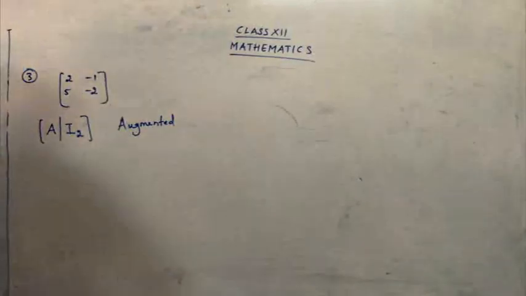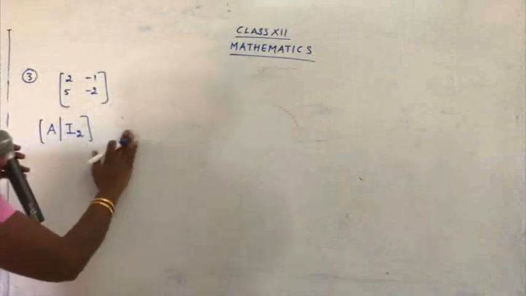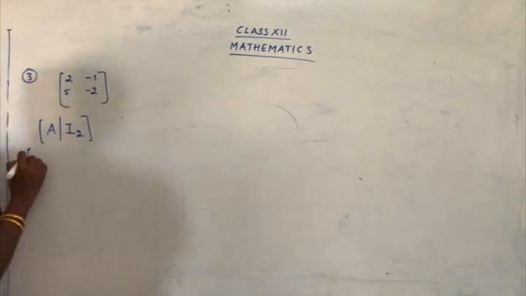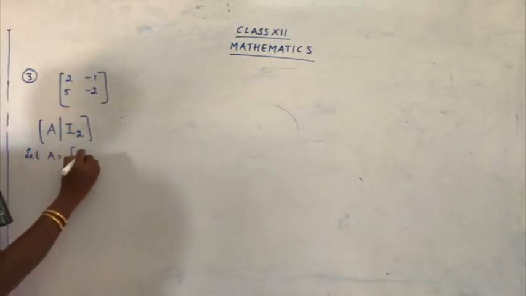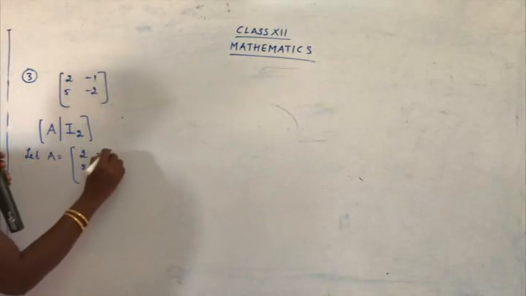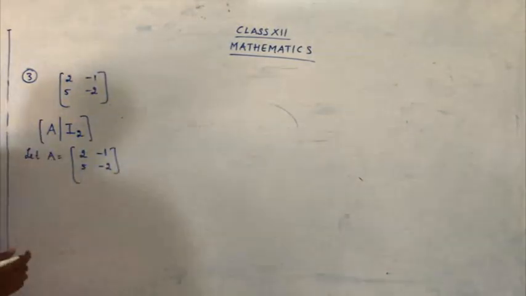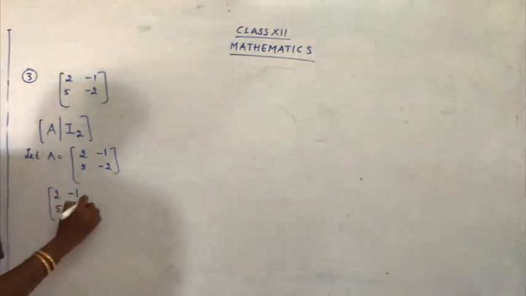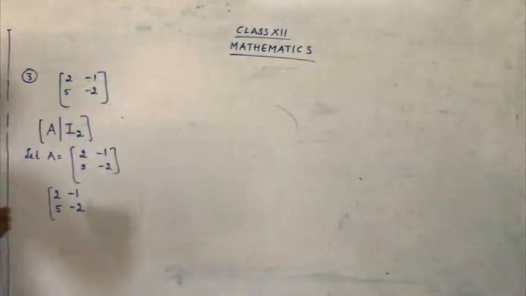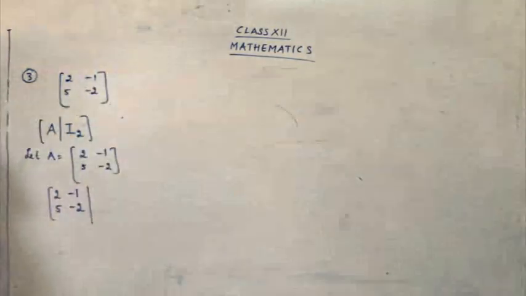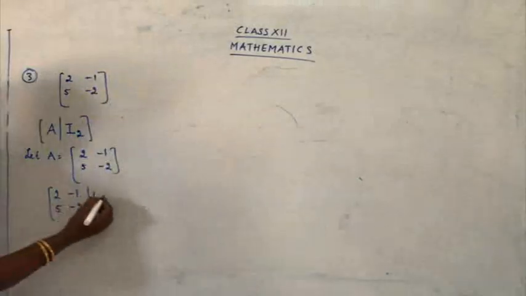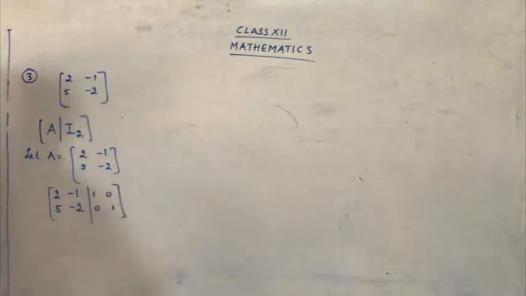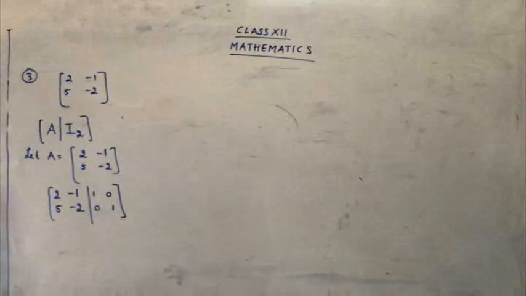Now let's see how to continue our sum. So now what's the Gauss-Jordan method? I've just written the way to represent our matrix. Let A be equal to 2, minus 1, 5, minus 2. Now you're going to represent this as an augmented matrix. So this is 2, minus 1, 5, minus 2. Just put a line. I2, the identity matrix of 2 by 2, is 1, 0, 0, 1. That's all. This is the way of presenting your augmented matrix.